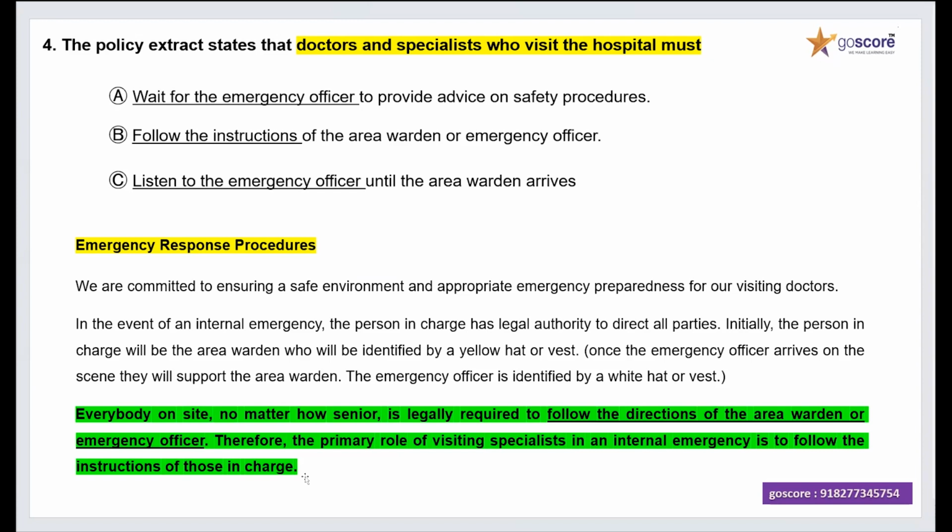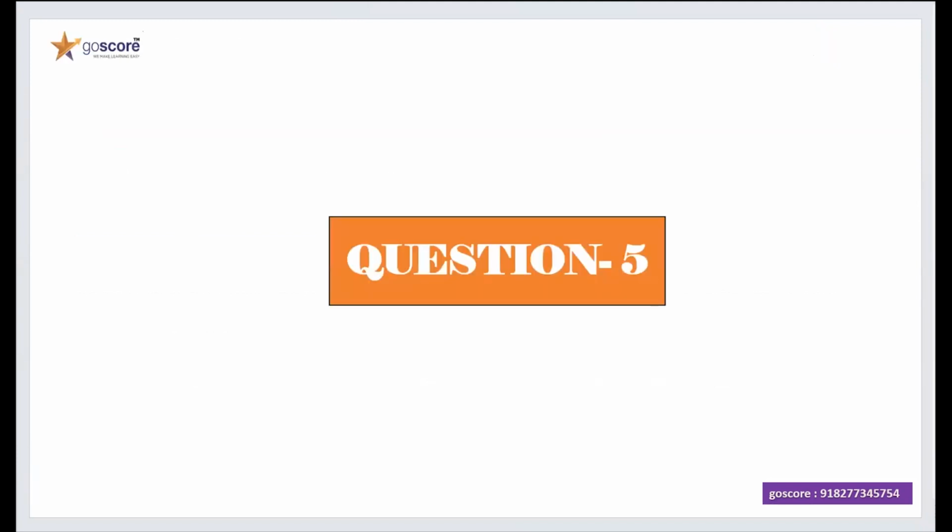Even if it is an internal emergency, those who are visiting at that time must follow all these policies. If there is any internal emergency and some doctors are coming from outside, they need to follow it as well, right? Same. Fine. Clear? Any doubt? Yes, thank you. Now moving to the next question, question number 5.